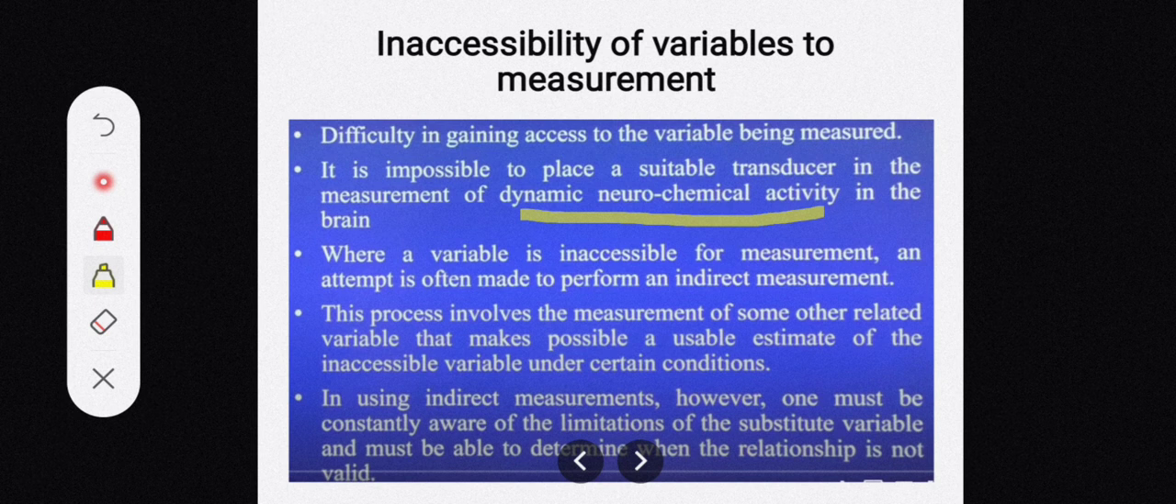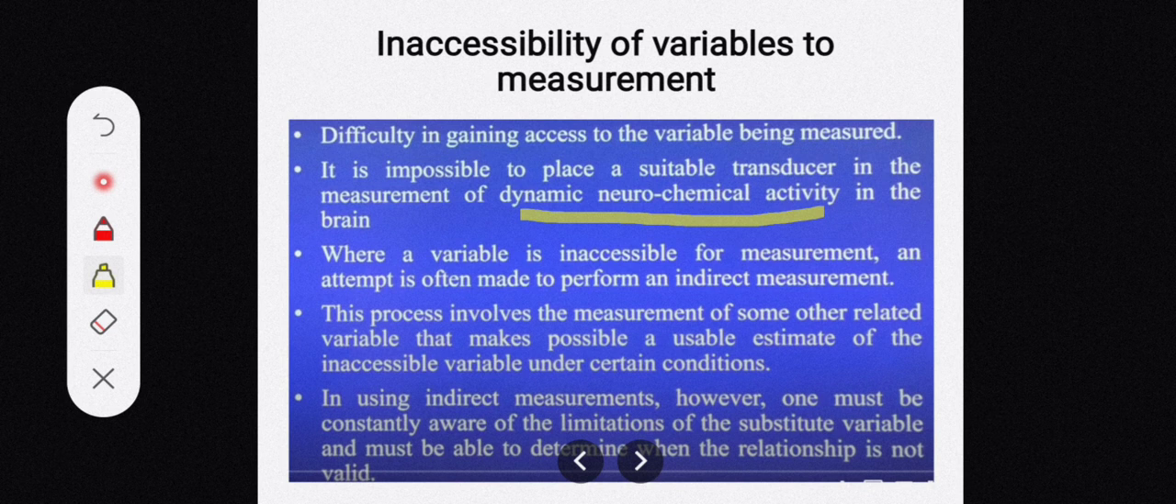Why can we not place the transducer? The reason may be the required physical size of the transducer as compared to the space that is available for the transducer to be placed. You getting my point? The space that is available for the measurement, where the transducer is going to be placed. So the required physical size may not match the space that is available for measurement.